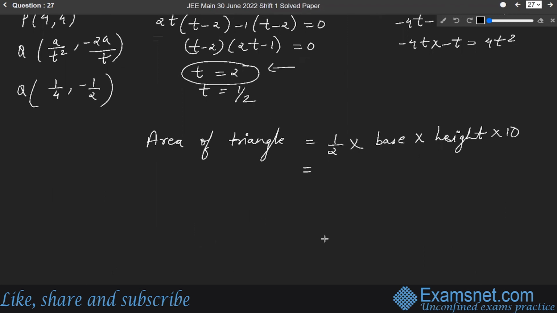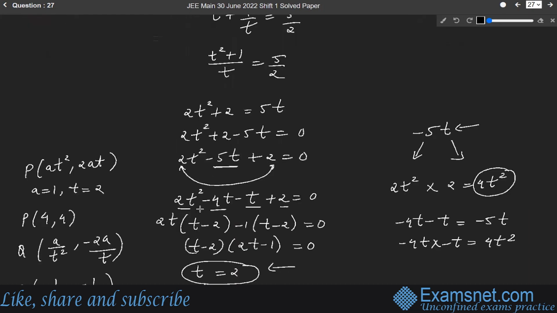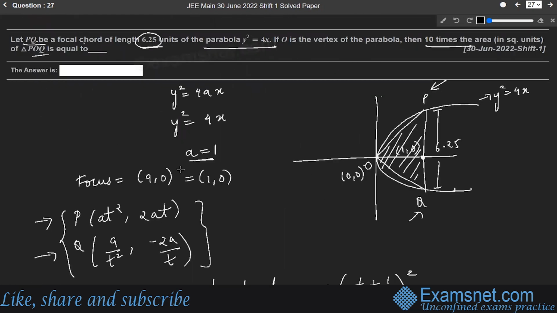Now when we keep the value of base and height, okay, the area will be 25. So the area for the triangle POQ is 25. So for this question, the correct answer is 25. I hope you are clear with this question.